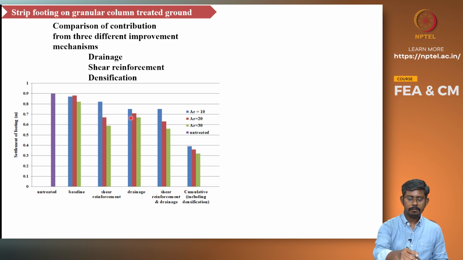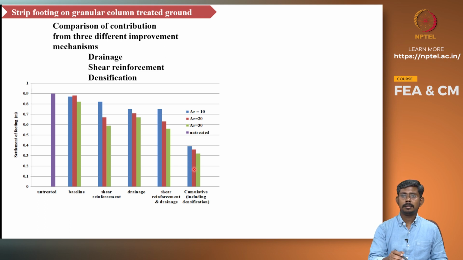When it comes to drainage, the effect of area ratio is not pronounced, and when it comes to the combination of shear reinforcement and drainage effect, the difference is obviously contributed by shear reinforcement, as reflected here. Once the densification is included, we know that dense sand behaves much better when compared to loose sand because its liquefaction resistance, that is the cyclic shear resistance, is high. So a significant reduction in the settlement of footing was observed when the foundation soil is densified as a result of installation of stone columns.